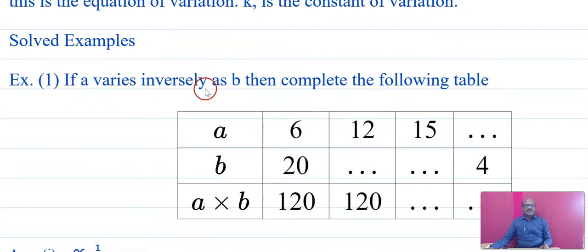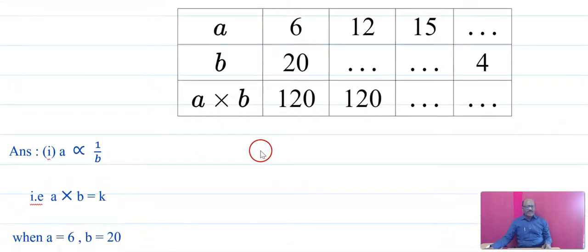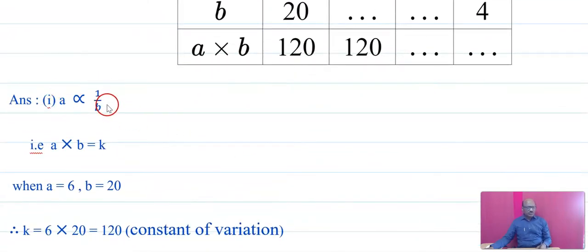If a varies inversely as b, then complete the following table. The values of a are 6, 12, 15, and the value of b is 20. Then find out all the remaining values. Now see this here, the product a into b, that is 6 into 20, is equal to 120.